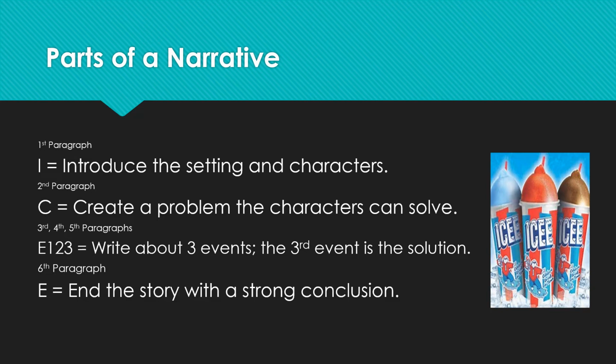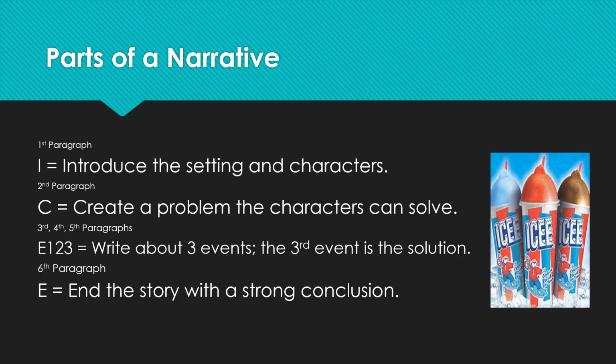Then we're going to move on to our last E, which is end the story with a strong conclusion. Here is where you're going to wrap up your story, close it out. So when you follow these parts of a narrative, this is going to be your guide. Remember the ICEE. Introduce the setting and characters, create a problem the characters can solve. Then you have your events and end the story with a strong conclusion. That's it. That is how you write a narrative. This is your blueprint to begin organizing your thoughts. So here you have your blueprint.